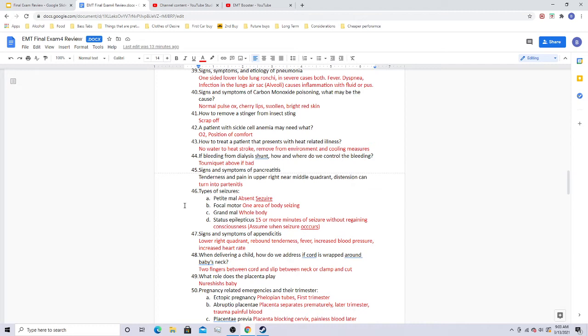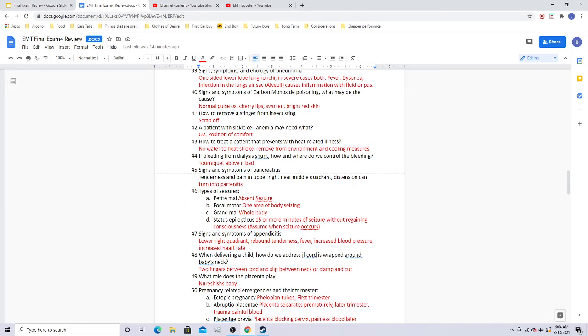How to treat a patient who presents with a heat-related illness. No water in heat stroke cases. If it's heat exhaustion, you can give them water and fluids. By the point that they're getting a heat stroke, their brain is basically cooking. So what you really need to do is remove them from the environment and give them cooling measures. There are sensitive parts in the body, specifically your neck, groin, and armpits. If you throw an ice pack there, and there, that will give them some of the most help that you can really give them.